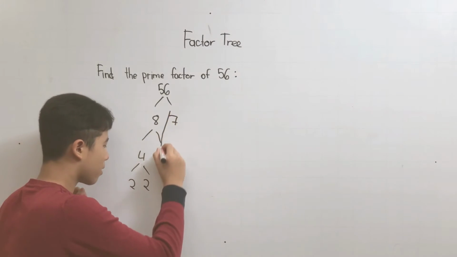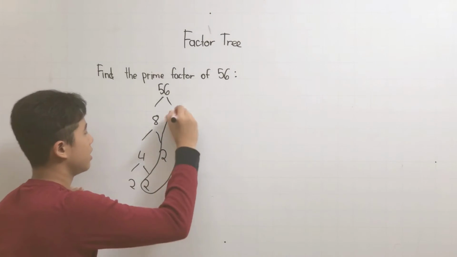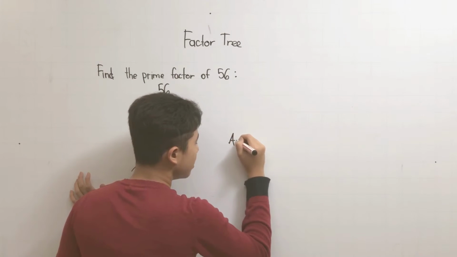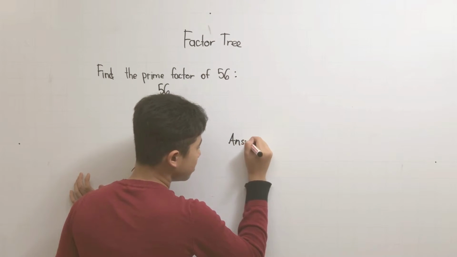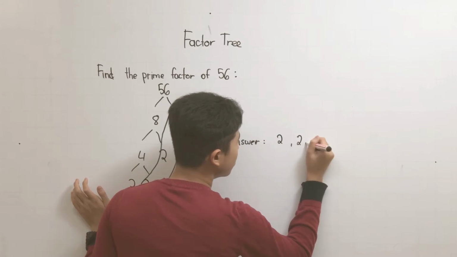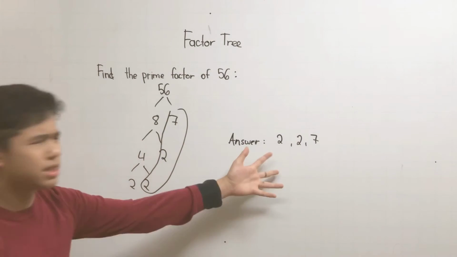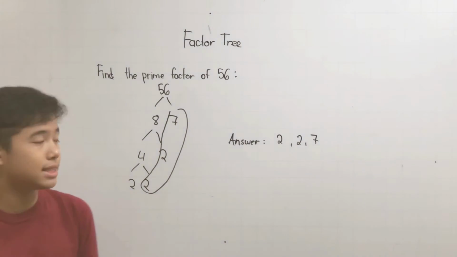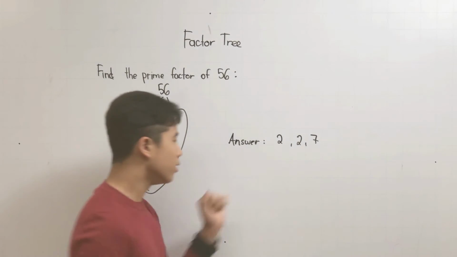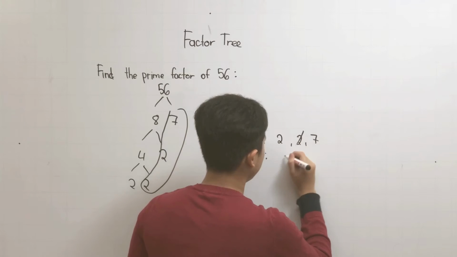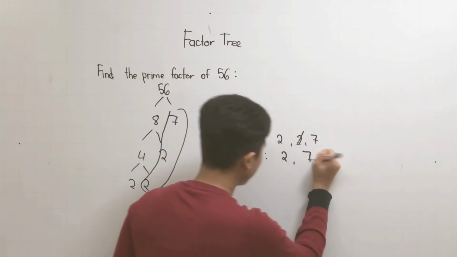Let's take these parts and put them right here. So the answer equals 2, 2, 2, 7. Just cross out any numbers that repeat. We have number 2 right here, so we cross out this one. The answer is 2 and 7.